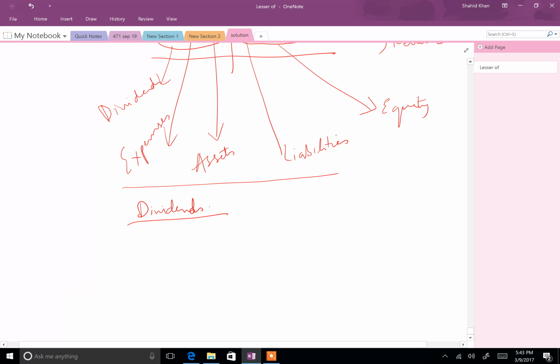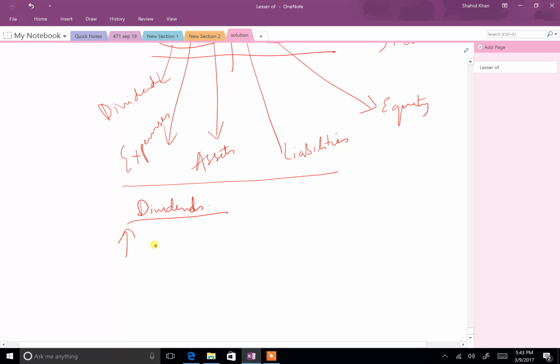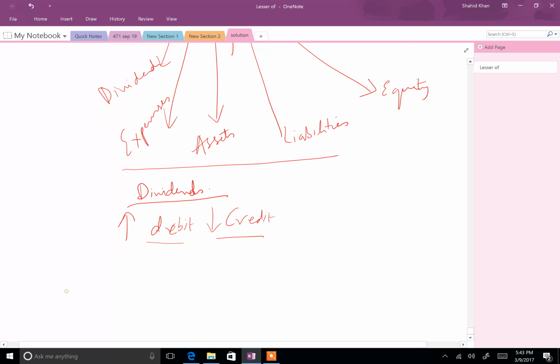First, the left side. If dividends increase, you're going to call it debit. It's just a word that you have to remember: whenever dividends increase, you have to debit it. Whenever dividends decrease, you have to credit it. I'm going to write it out completely.